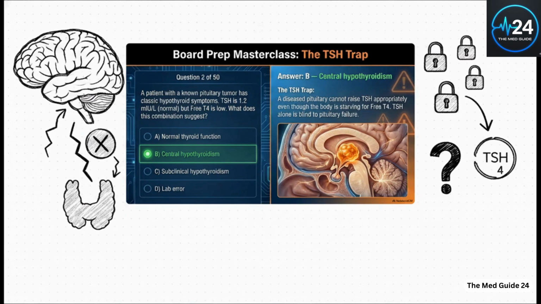The answer is central hypothyroidism. This goes right back to that TSH trap we talked about earlier. The diseased pituitary is completely blind to the low T4. So even though the body is literally starving for thyroid hormone, the broken command center fails to raise the TSH in response. Never rely on TSH alone if your clinical suspicion points to central pituitary disease.